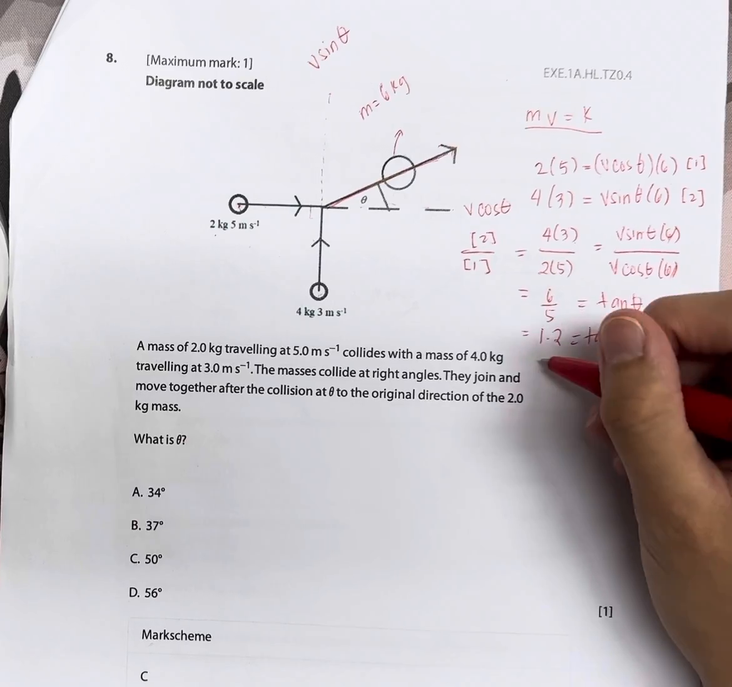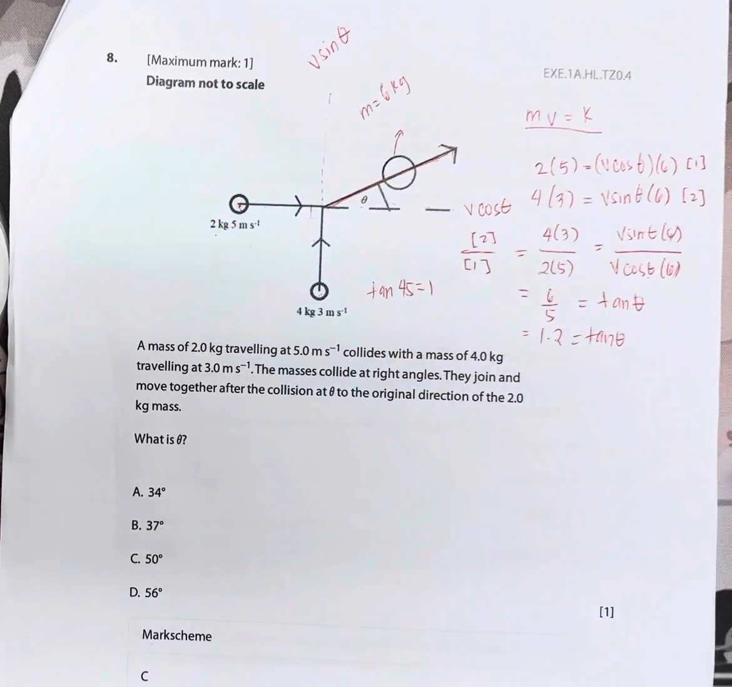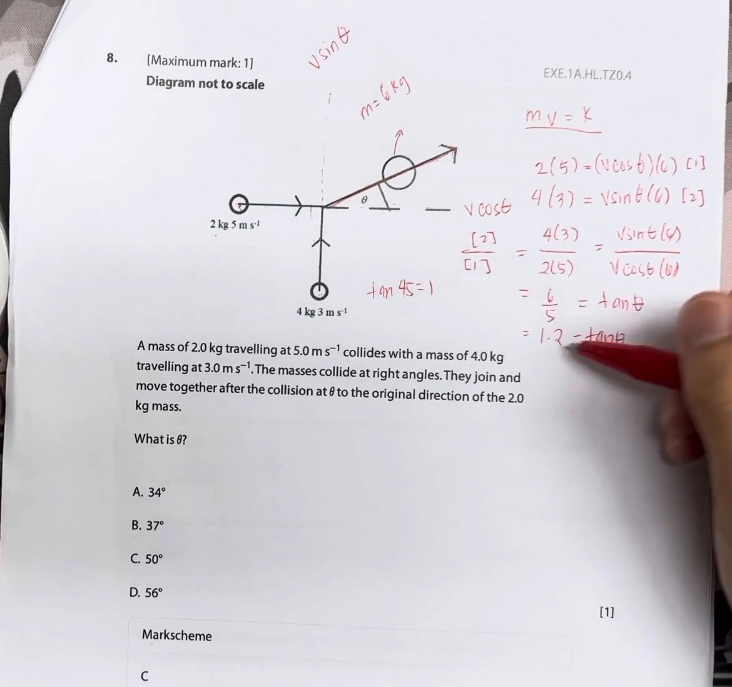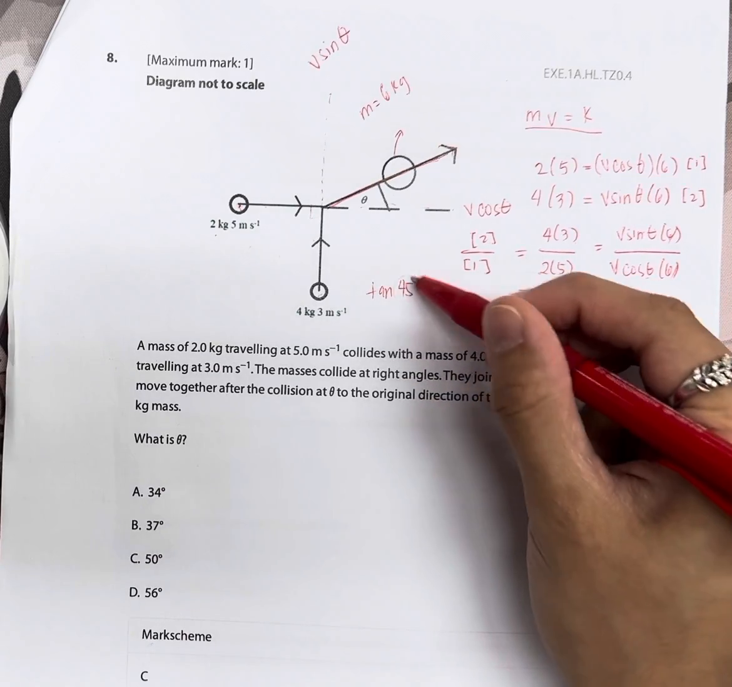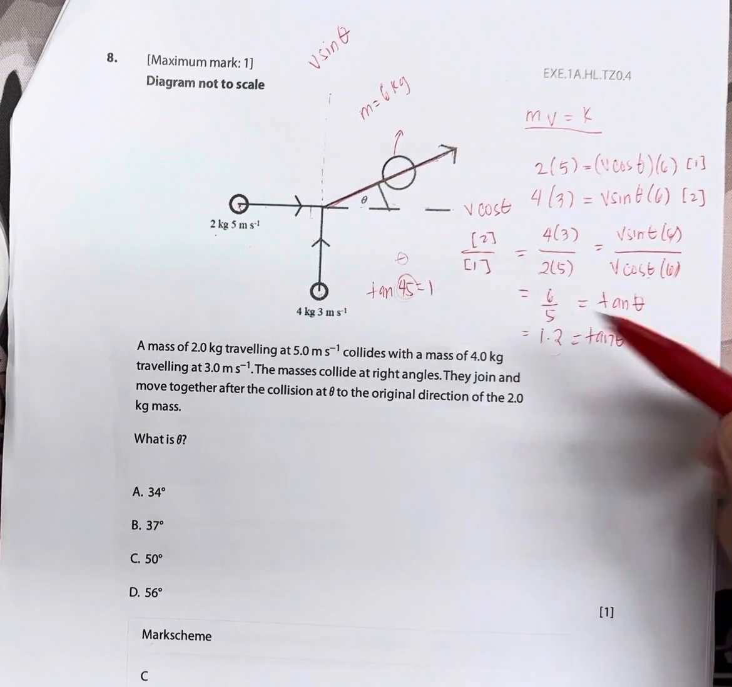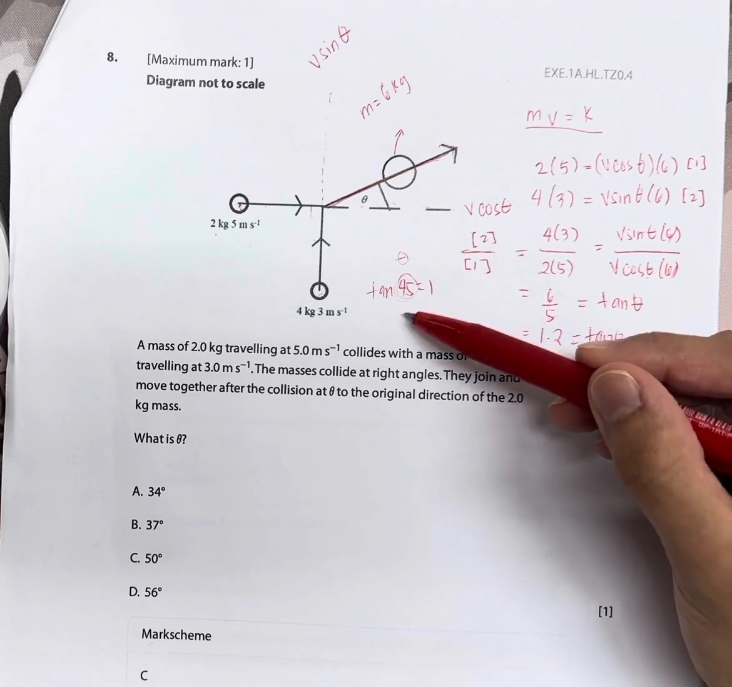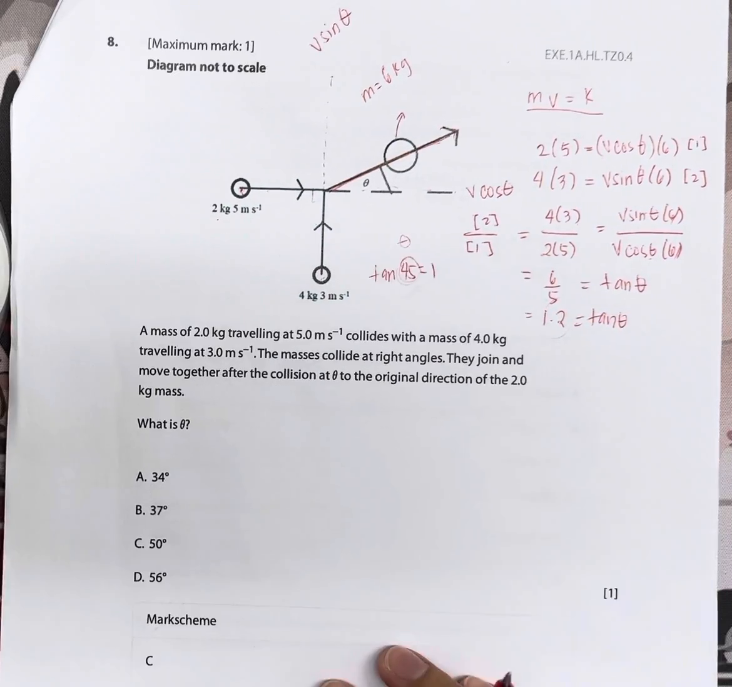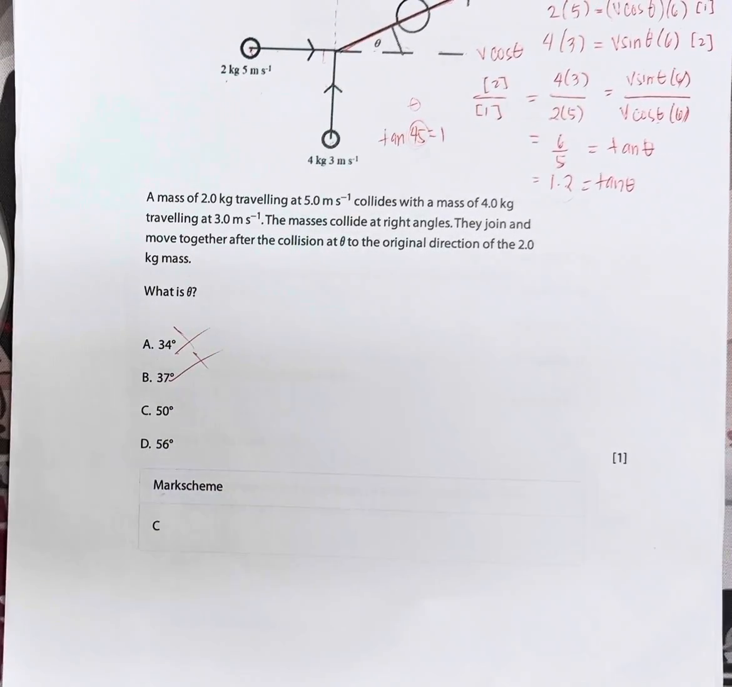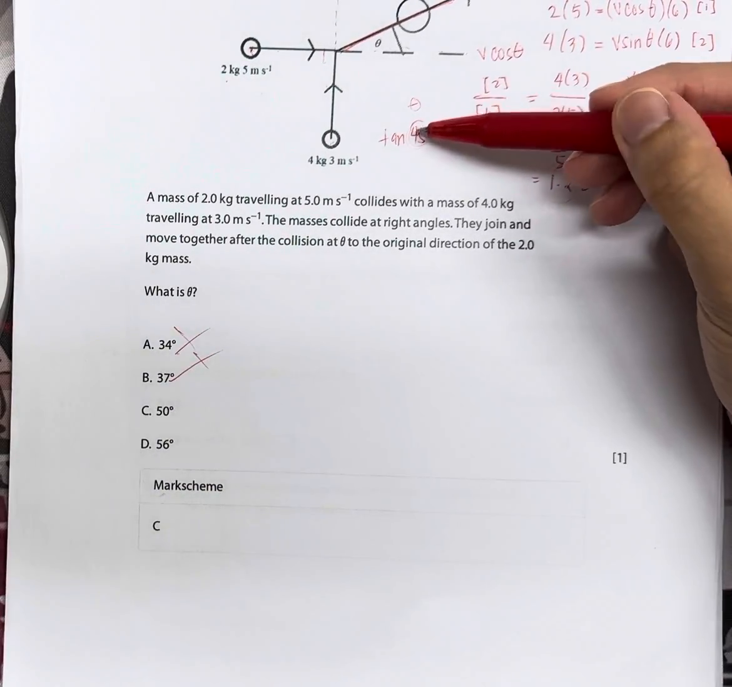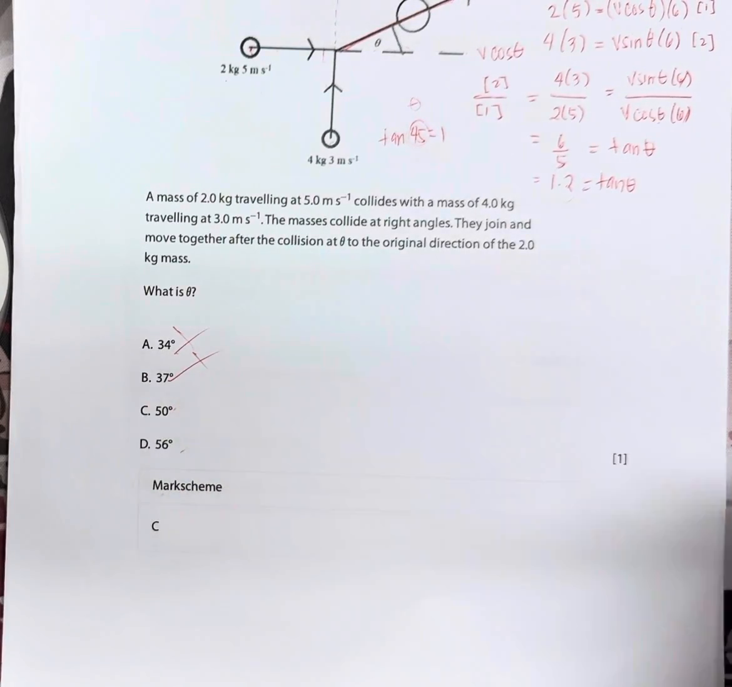Well, recall that tangent of 45 degrees is equal to 1. So if this is a value that's slightly bigger than 1, then I can expect my corresponding theta value to be slightly, but not too much, greater than 45 degrees. So if you look at your choices, 34 and 37 are already out of the picture because those are smaller than 45 degrees. So the question is, is it going to be 50 or 56?